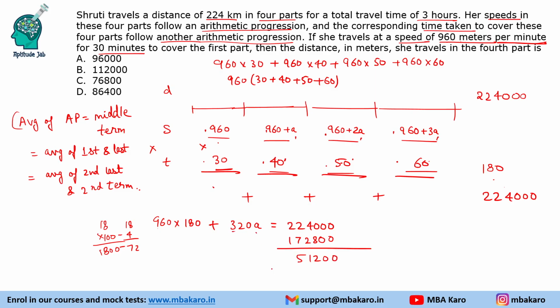512,000 over 3,200. So A will be equal to 160. 32 into 16 is 512. So A is 160. Now the question is asking about the fourth part, right? So 160 into 3 is 480. That is 1440 into 60. 144 into 6 will be 86,400 meters. Okay, so that was the solution to this question.